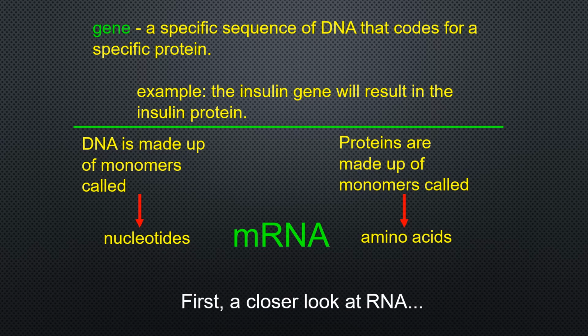Well, they come from genes on your DNA. So the definition of a gene, it's a specific sequence within the DNA that codes for a specific protein. So, for example, when we want to produce an insulin protein, there is a gene called the insulin gene, which is a specific sequence of DNA that codes for that particular protein.